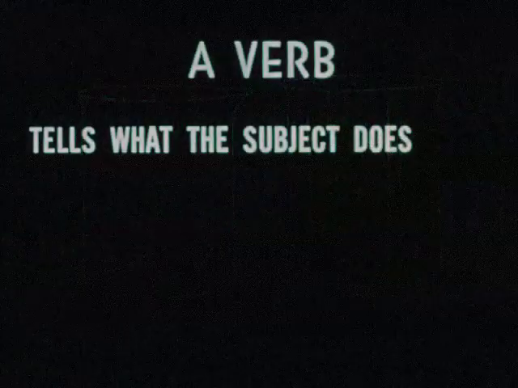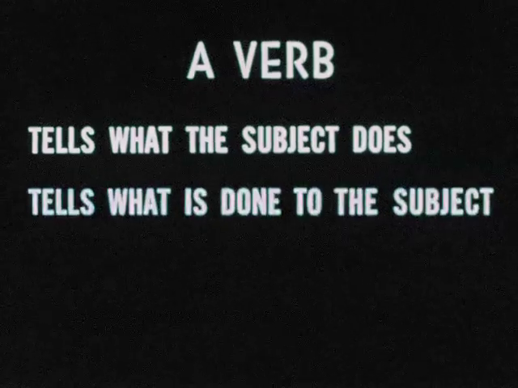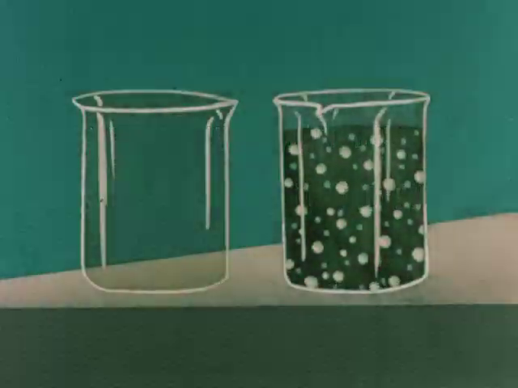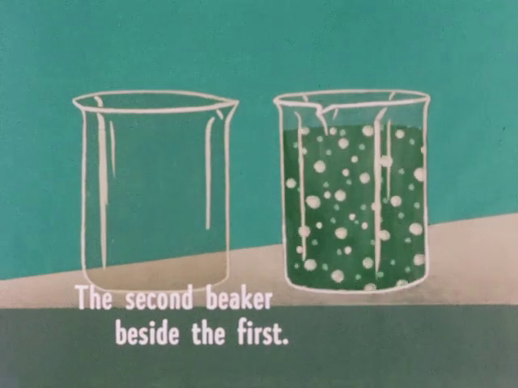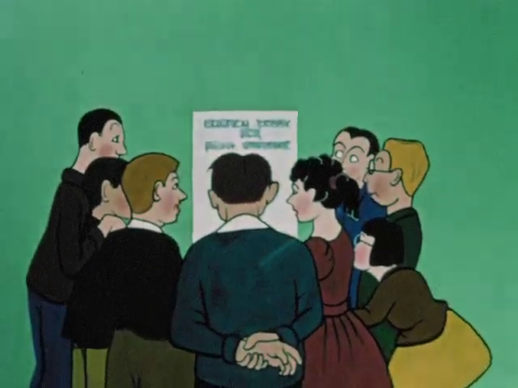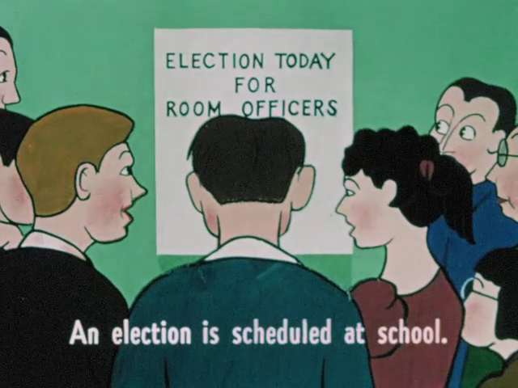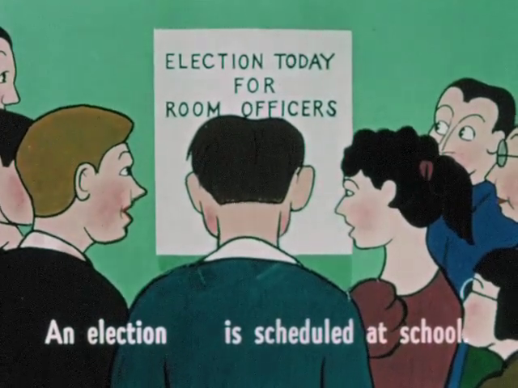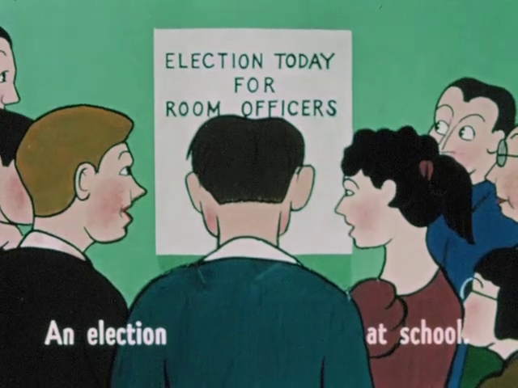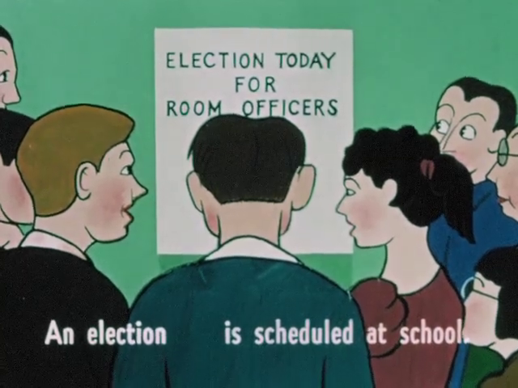So now we must add to the chart we began before the statement that a verb is also a word that tells what is done to the subject. When a verb tells what is done to a subject, it is made of more than one word. Let's see more examples of this kind of verb. An election is scheduled at school. An election is the complete subject. What is done to it? It is scheduled. So is scheduled is used as a verb in this sentence.